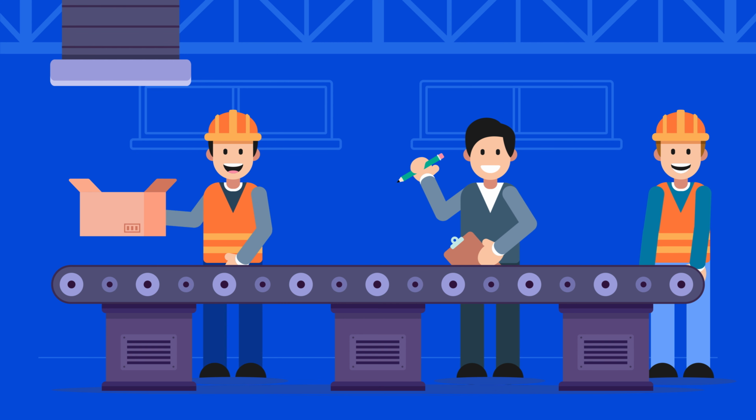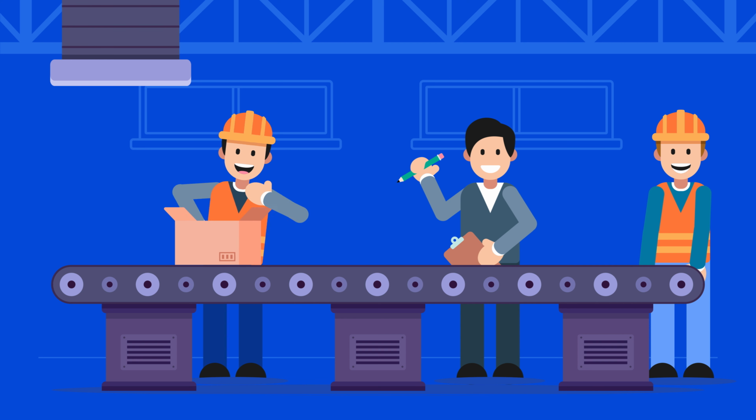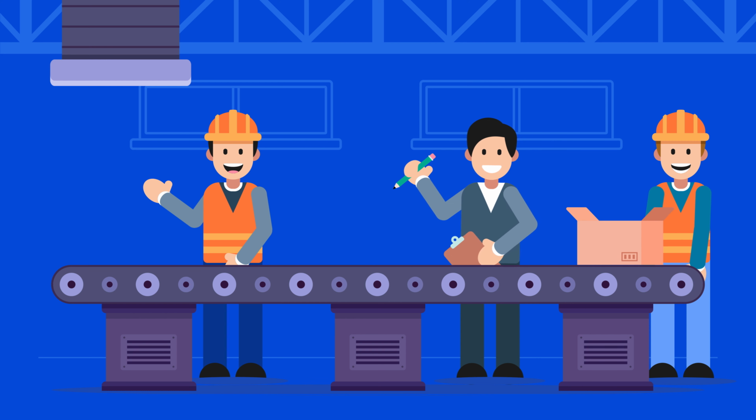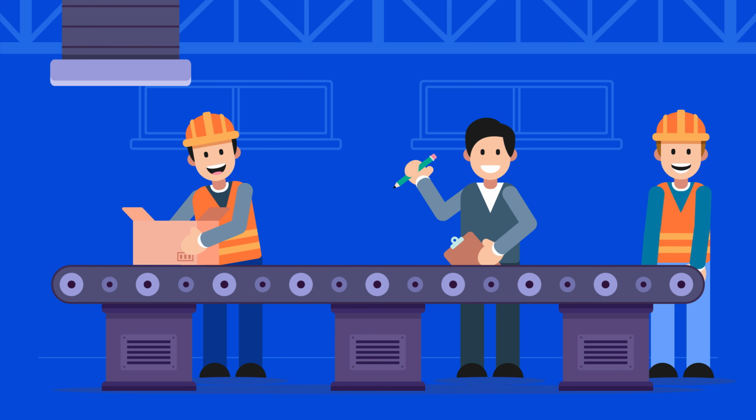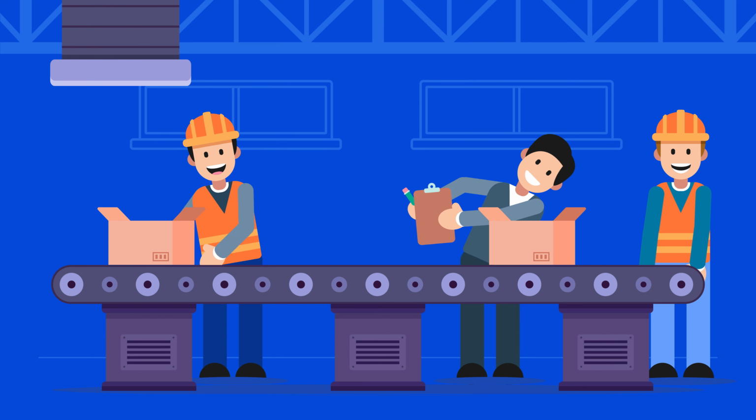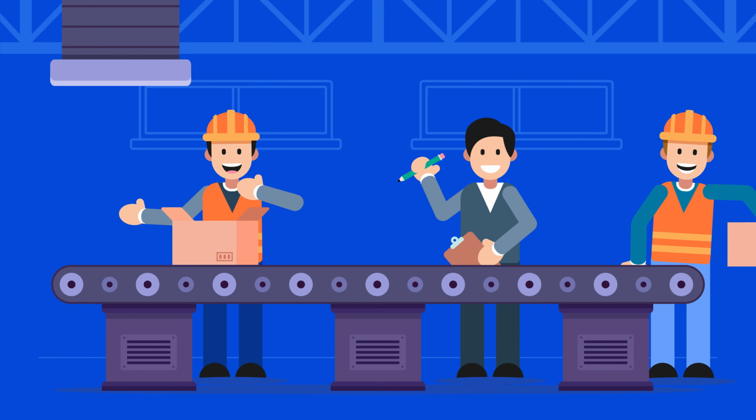The first person is responsible for packing the box. Then it moves down the conveyor belt to the second person, who's responsible for inspecting the contents. Then it moves down again to the final person, who seals the box. Everything runs like a well-oiled machine, and each person is doing their part.